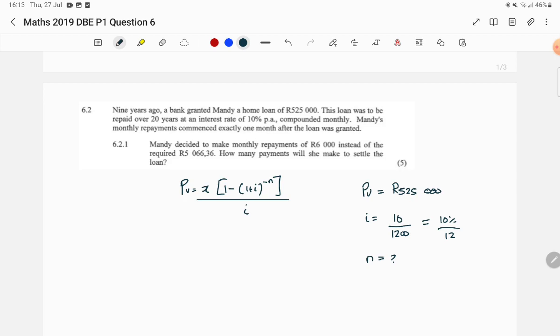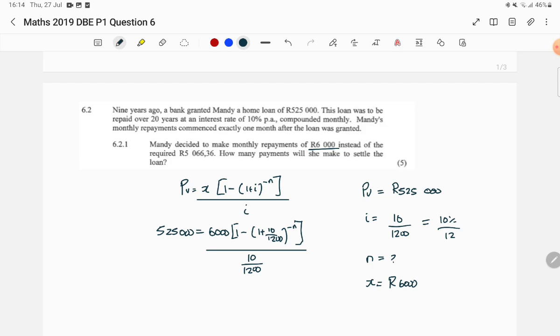So on top of that, we know the x amount, which is what she's making. They told us in this question that she is making 6,000 rand every month. Okay, so we in agreement that what we're working out is how many payments, which is n here. So let's go ahead and sub in our values. 525,000 is equal to 6,000, times 1 minus 1 plus the interest rate to the power minus n, which is what we want to work out, and then our interest rate at the bottom, which is 10 over 1,200.